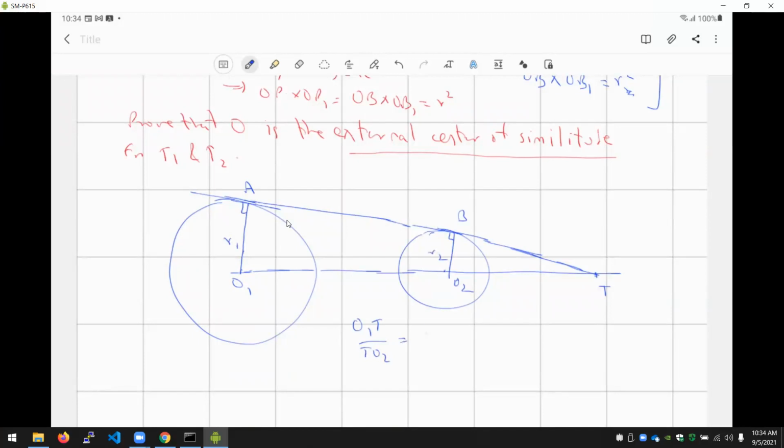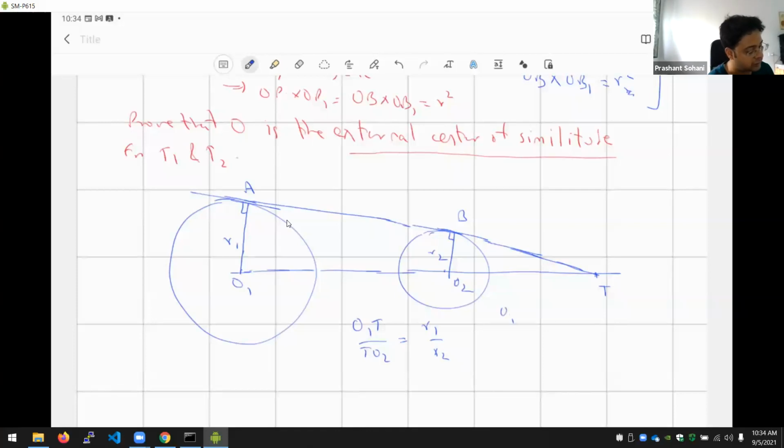R1 upon R2. Is R1 upon R2 because we have two similar triangles, right? O1AT and O2BT are going to be similar. So by similarity, you get this. So in other words, T is dividing O1O2 externally in the ratio R1 is to R2.